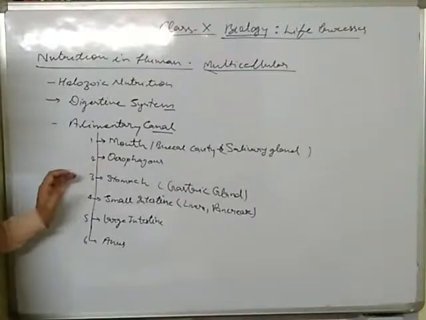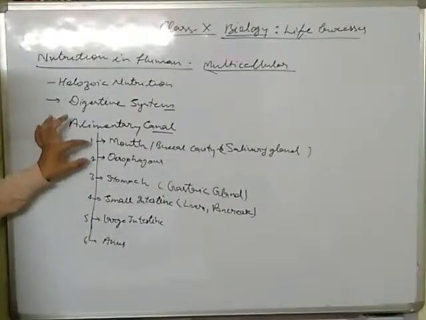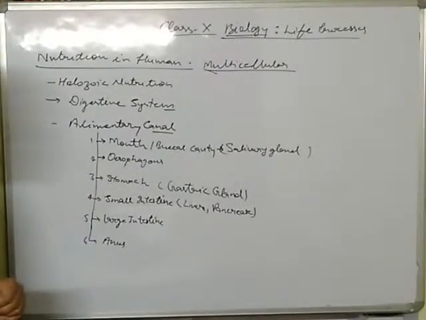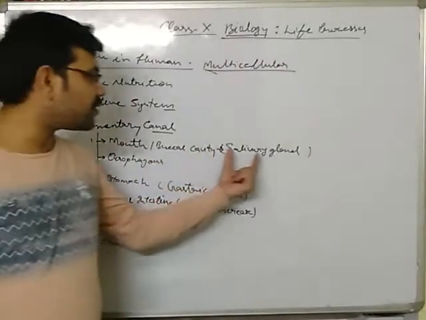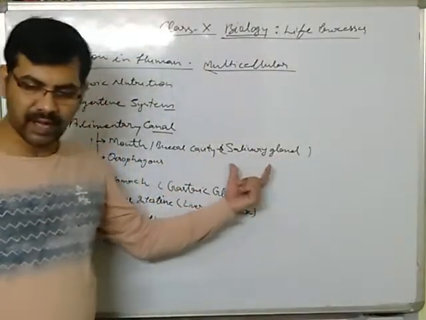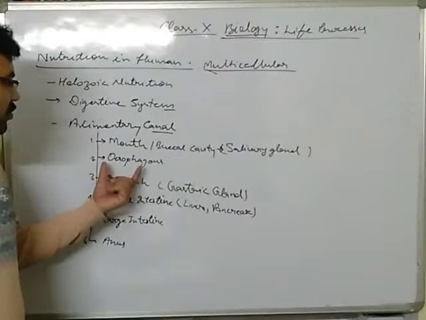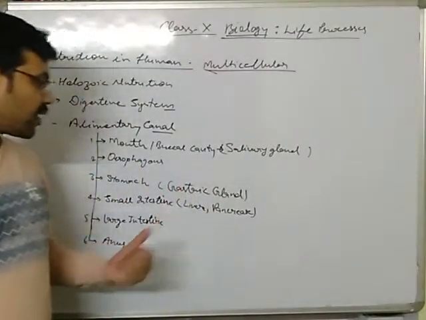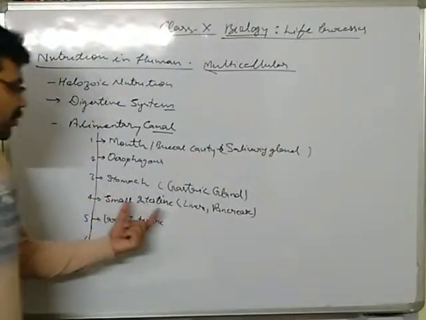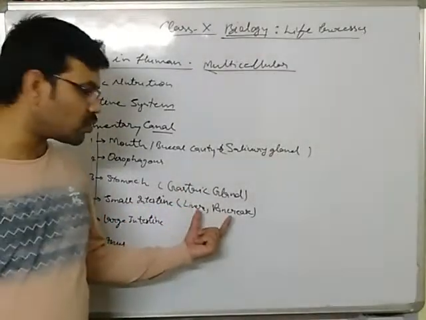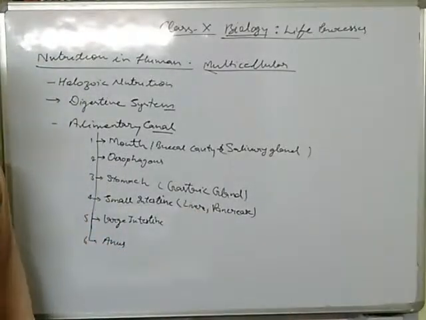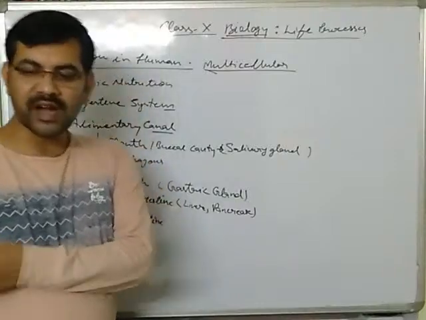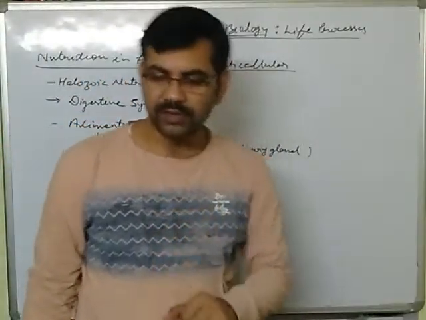This alimentary canal consists of these organs: mouth, esophagus, stomach, small intestine, large intestine, and anus. With the mouth or buccal cavity, there is one gland, the salivary gland. In the esophagus, there is no specific gland. In the stomach, there is also one gland, known as the gastric gland. In the small intestine, two glands are connected: one is the liver and another is the pancreas. So first we should know which kind of gland is found in our digestive system.